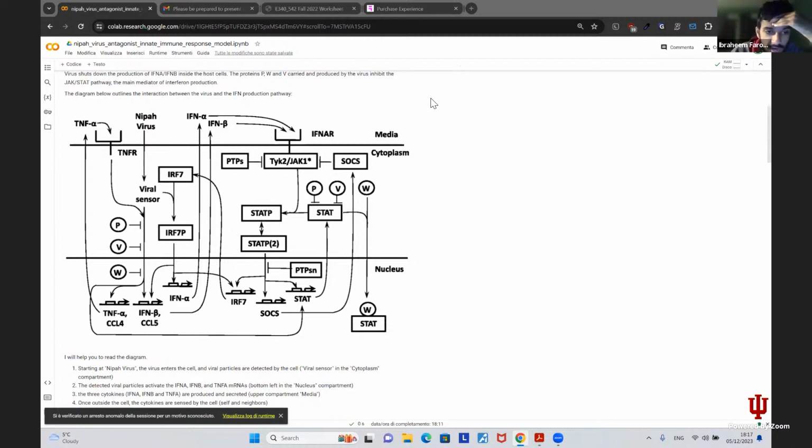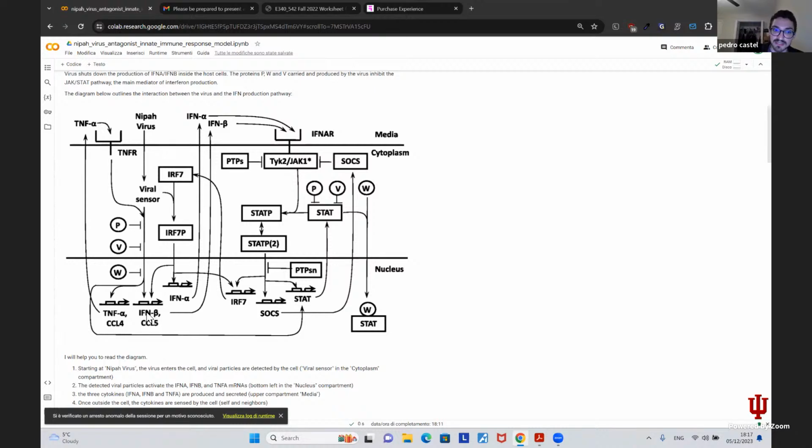Okay, but for IC, P and V promote IC, and W inhibits IC. IC is not a species, it's a coefficient. Yeah, the way you have to think about it is P and V promote the production of cytokines here, and W inhibits.